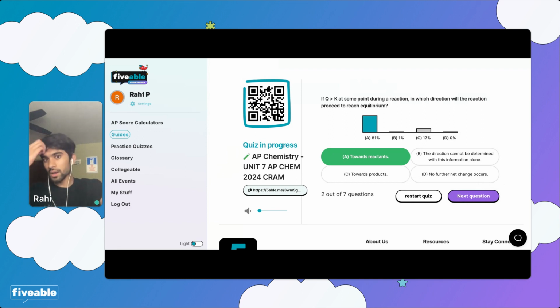Yeah, so if Q is greater than K at some point, great. You guys got it. Almost all of you got it right. The reaction will proceed towards the reactants. This is pretty important to note. I saw a message about 15 minutes ago that said to put Q on the right and K on the left, and then the sign will point to the direction that the equilibrium will shift. I really like that explanation. If you want to use that to remember it, that would be lovely.